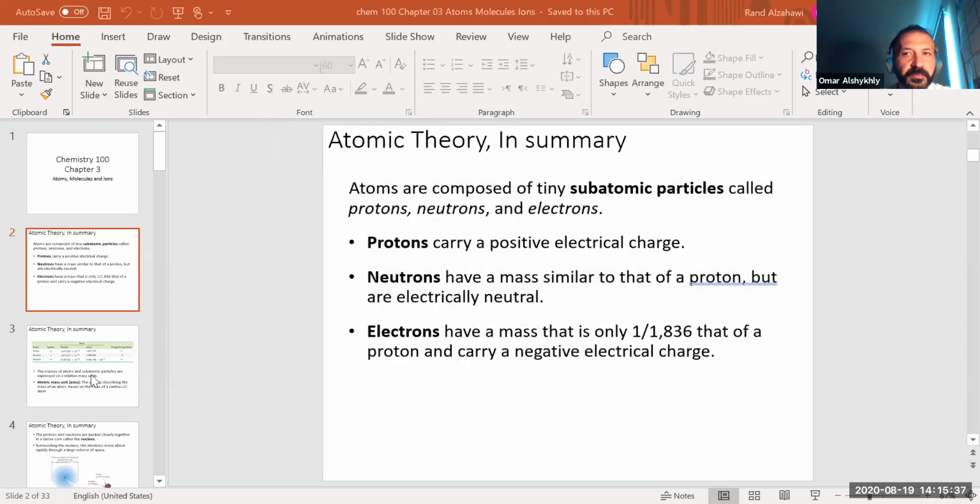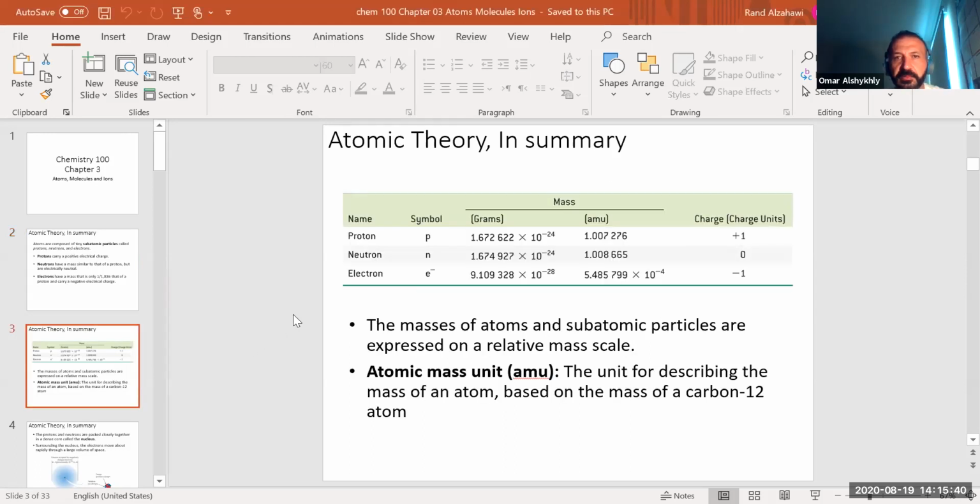So here we have this table. The proton has this mass in grams: 1.672622 times 10 to the negative 24. And look at the neutron, approximately the same, with a little bit of difference. But look at the electron, it is 10 to the negative 28, so it's very small. So each mass of a proton or a neutron, we will call an atomic mass unit, AMU.